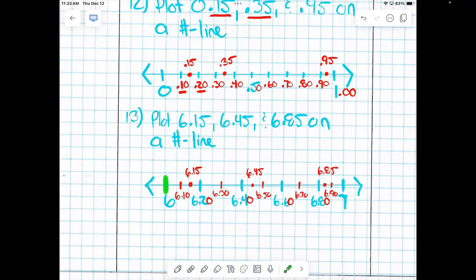The number line here is between 6 and 7 because the decimals were attached to a whole number. We saw that, yeah?